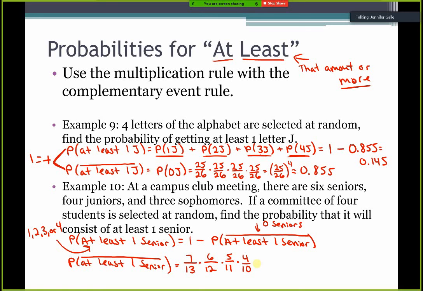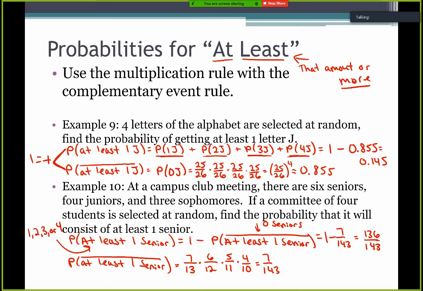And this is simplified 7 out of 143. So we're going to do 1 minus 7 out of 143. We have 136 out of 143. So again, this idea of at least is just really bringing in that complement idea. I know earlier when I talked about the complement, it seemed like something extra to remember. But now it's a huge time saver.